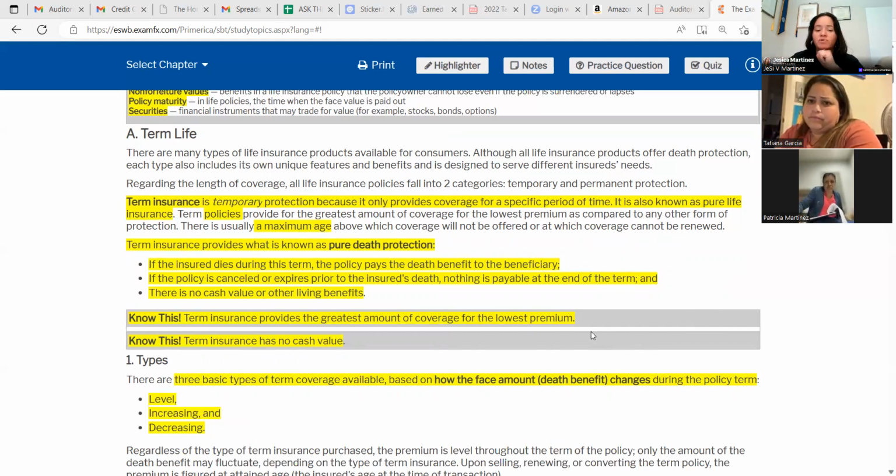So term insurance provides the greatest amount of coverage for the lowest premium, because you're only buying your insurance. Since you're not buying that savings account, it's a lot more cost effective to have your life insured. And term insurance, again, has no cash value. So if you can remember those things when the question comes in, like what type of insurance is this, and it does not mention cash value, it's level premium, and it's for a specific amount of time, then it's term insurance. That specific amount of time, it's always term.